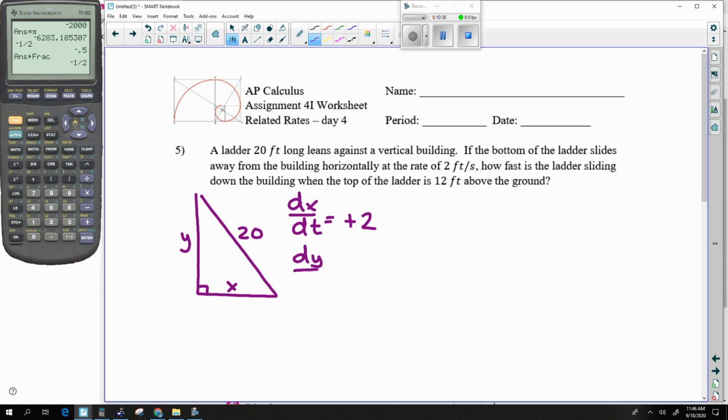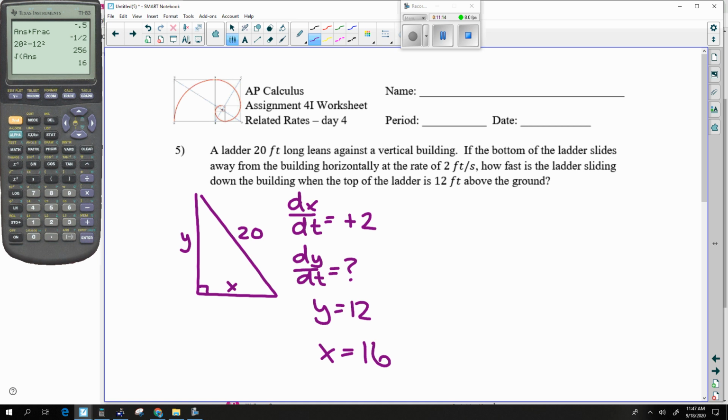So what is dy/dt? How fast is the ladder sliding down the building when the top of the ladder is 12 feet from the ground? The only thing I need to know is the instantaneous x at that moment. By a squared plus b squared equals c squared, that's the square root of 20 squared minus 12 squared, and that is going to be 16 at that instantaneous moment.